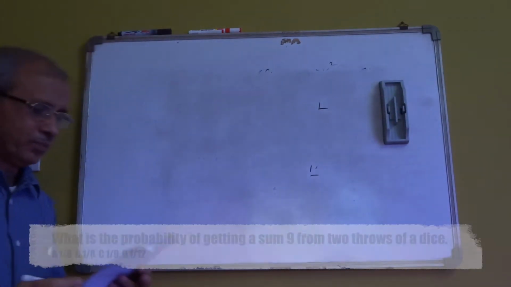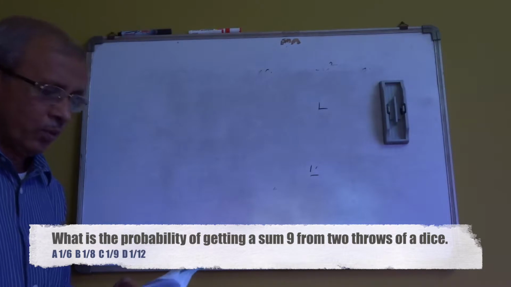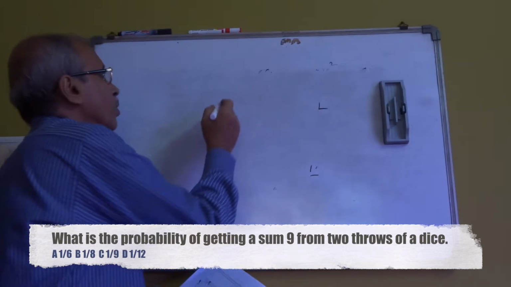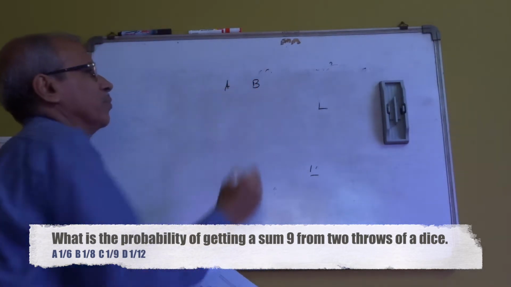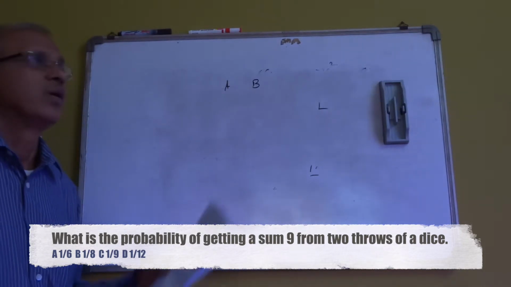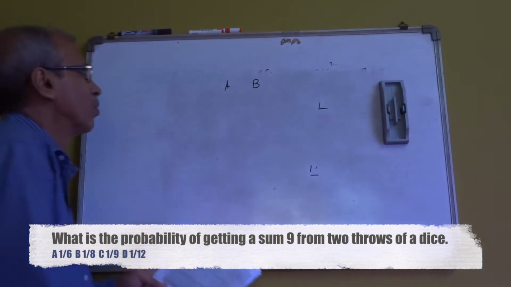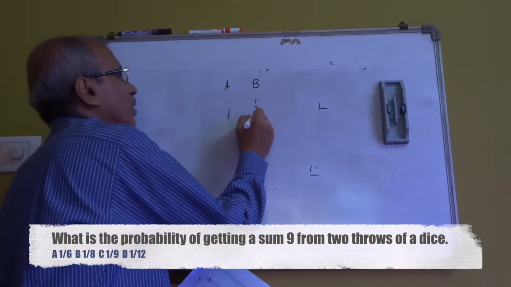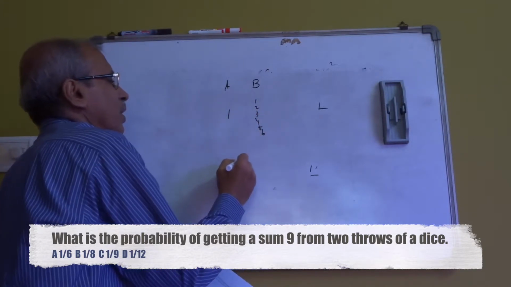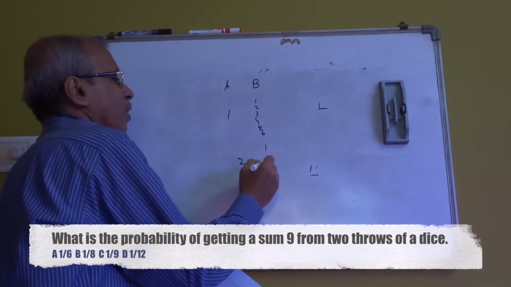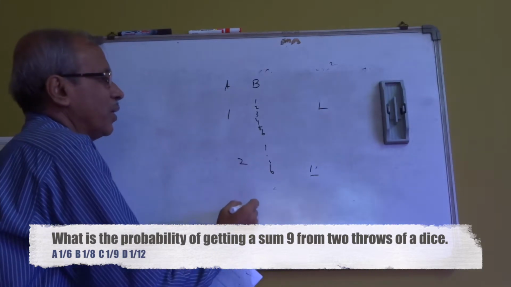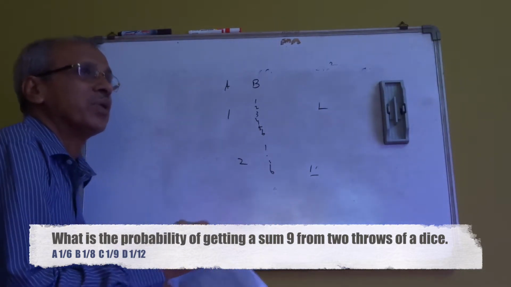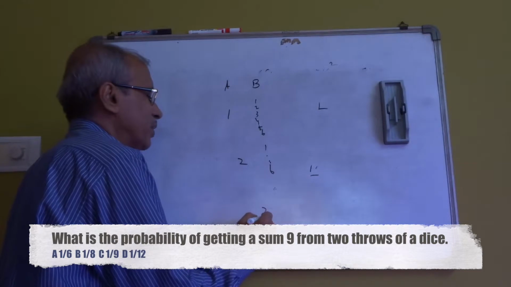We'll do another problem. What is the probability of getting a sum of 9 from 2 throws of a dice? Dice A, dice B. When you throw 2 dice, A can have value 1, and B can have 1, 2, 3, 4, 5, 6. A can have 2, again B 1 to 6. Like that, you can have 6 readings of A, and against each number B can have 6. So the total possibility is 36 readings.